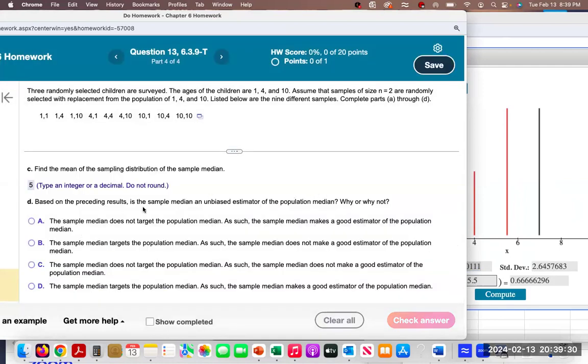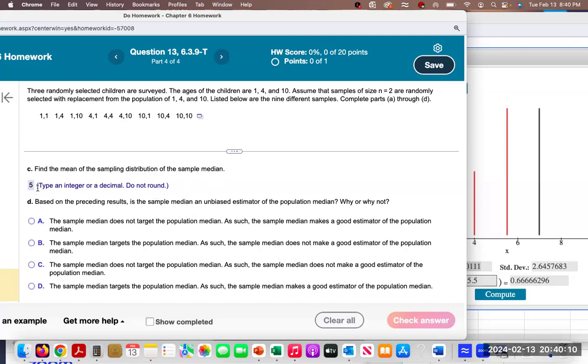Now, based on the result, is the sample median an unbiased estimator of the population median? Why or why not? If a sample statistic targets the value of the corresponding population parameter, the sample statistic is an unbiased estimator. Otherwise, it is a biased estimator. A biased estimator systematically underestimates or overestimates the parameter. So compare the values of the population median and the mean of the sample medians to figure out if the sample median targets the value of the population median.